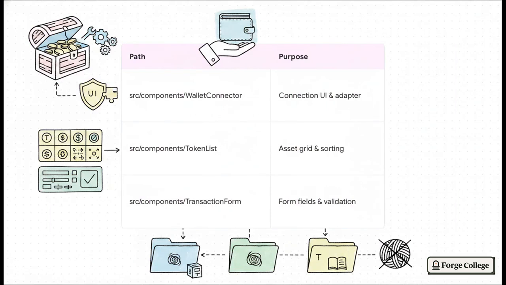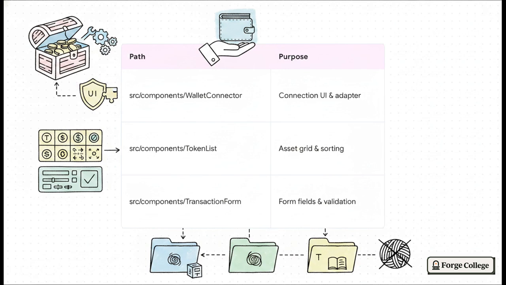But before we start machining our parts, we need a highly organized parts bin, and that means setting up an incredibly clean repository structure for our component library. We're carving out 3 distinct folders in our source code. First, the WalletConnector, which handles all the connection UI and wraps our adapter. Second, the TokenList, to manage our responsive asset grid and sorting logic. And third, the TransactionForm, which acts as the command center for user inputs and validation.